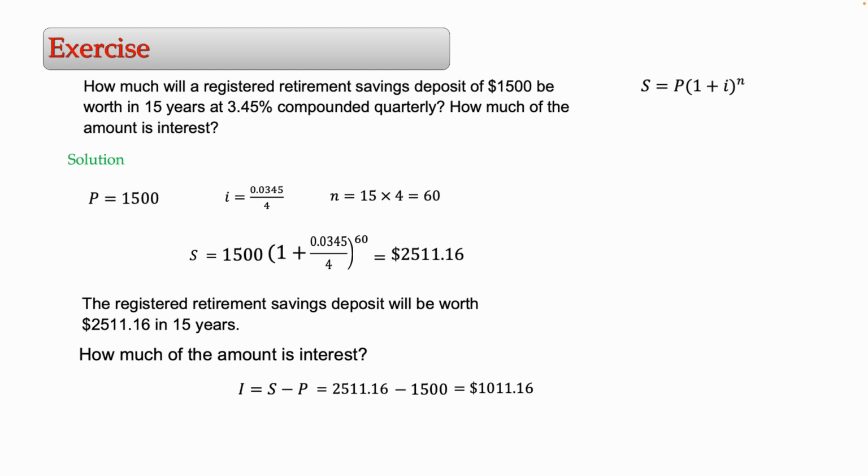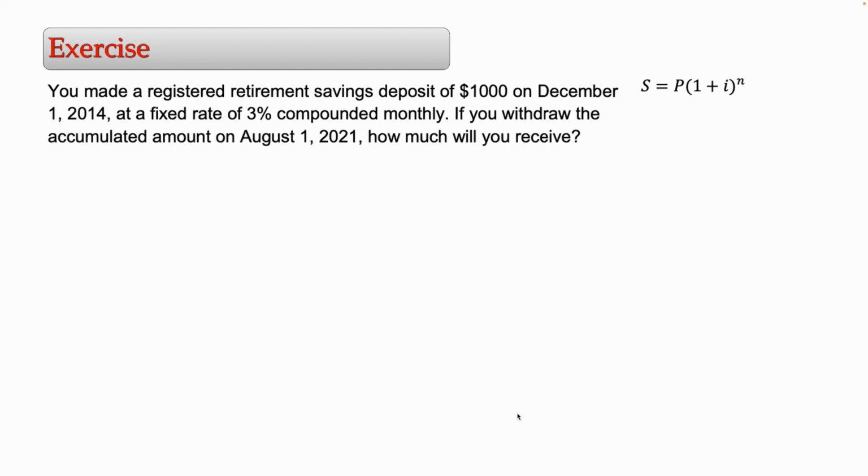This explains this first problem. Let's see a second problem. You made a registered retirement saving deposit of $1,000 on December 1st, 2014 at a fixed rate of 3% compounded monthly. If you withdraw the accumulated amount on August 1st, 2021, how much will you receive? So again, we have a deposit at the beginning, and we want to know how much we'll have at the end. So we have a problem of finding the future value.